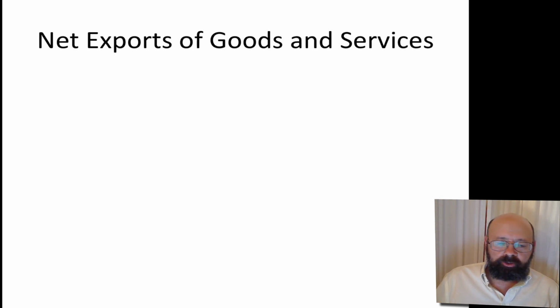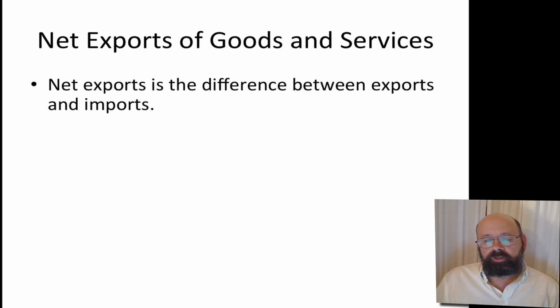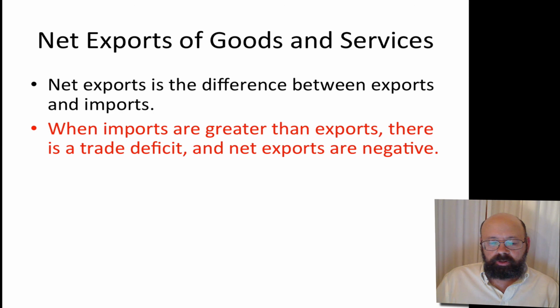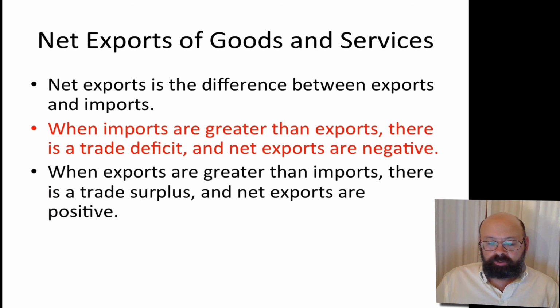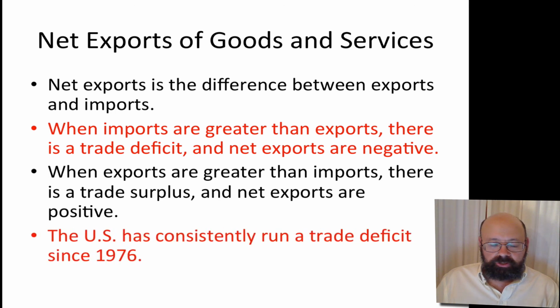All right, the last thing I want to talk about is net exports of goods and services. Net exports is the difference between exports and imports, and when imports are greater than exports, there's a trade deficit and net exports are negative. When exports are greater than imports, we have a surplus and net exports are positive. The interesting thing is that since roughly 1976, the U.S. has consistently run a trade deficit.